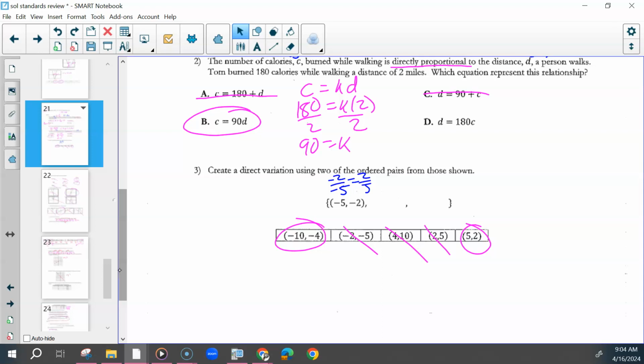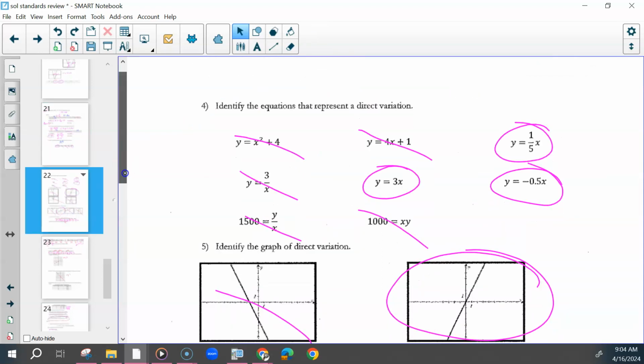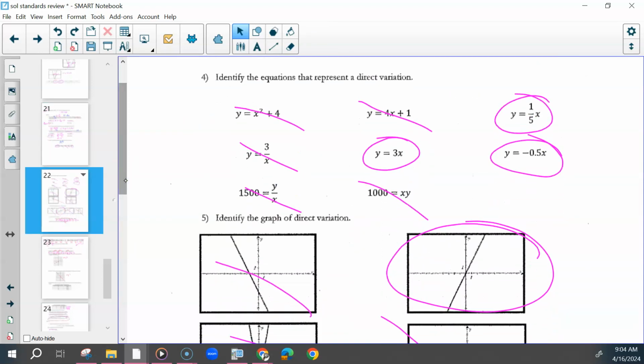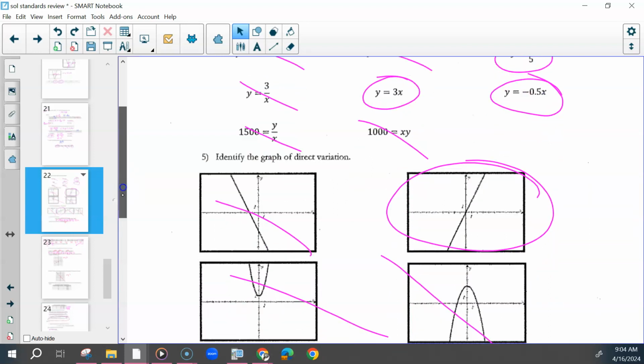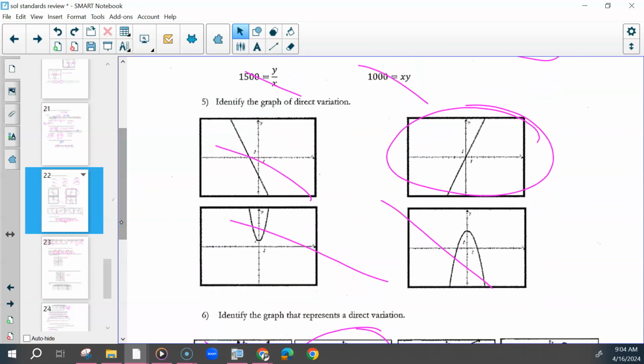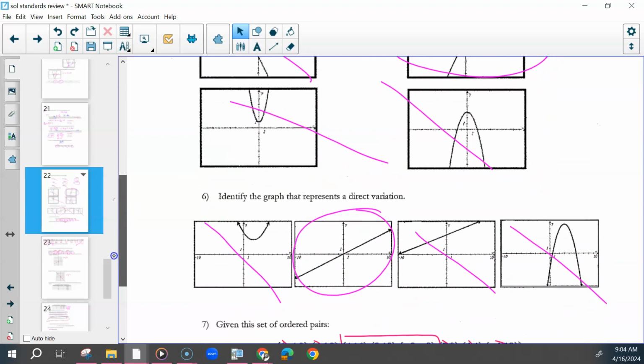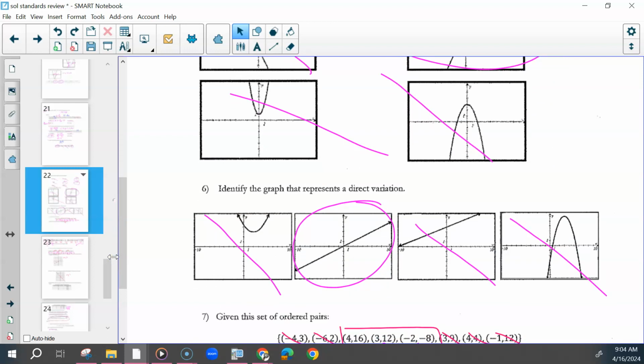And on to the next page. Part 4 was just asking which of these equations were direct, which was 1/5 x, negative 0.5x, and 3x. All the other ones were either inverse or not at all. The graph of the direct variation is the line that goes through the origin. Same thing for 6, the line that goes through the origin.